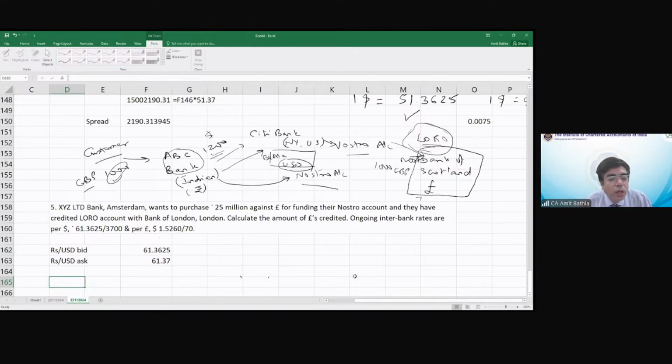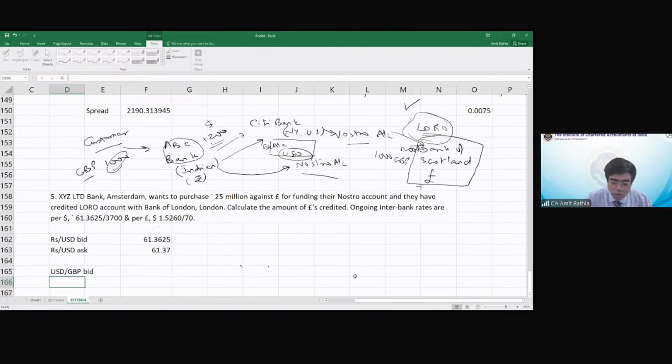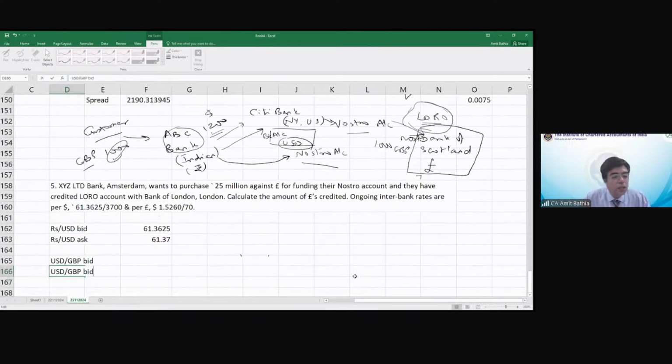Further, we are also given pound rate. Per pound, dollar 1.5260 slash 70. Tell me, this is pound per dollar or dollar per pound? It is dollar per GBP, bid and ask. So what is the bid price? Bid price is 1.5260 and 1.5270. These are the interbank rates available.